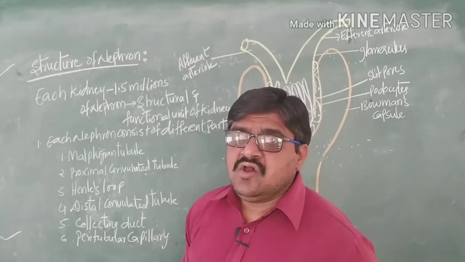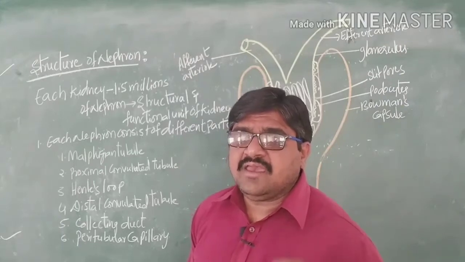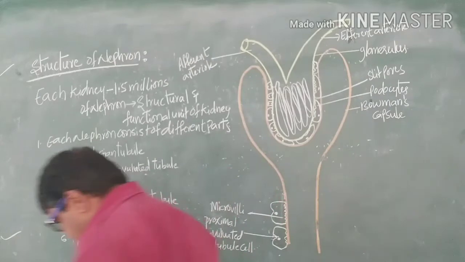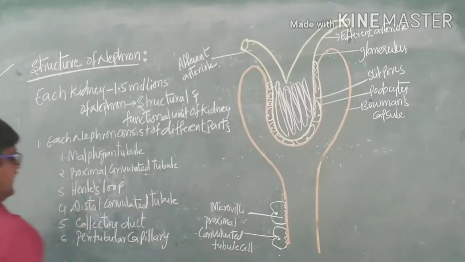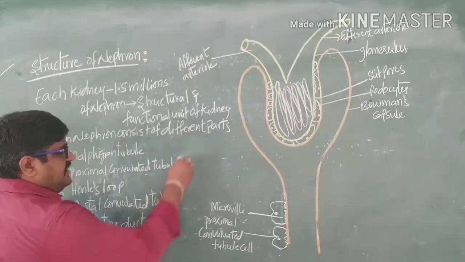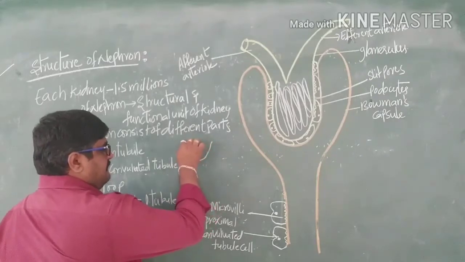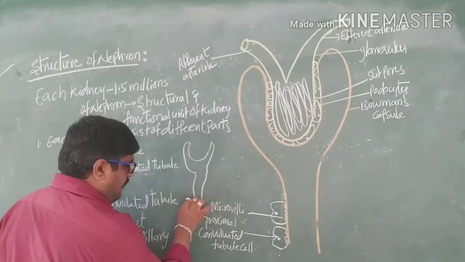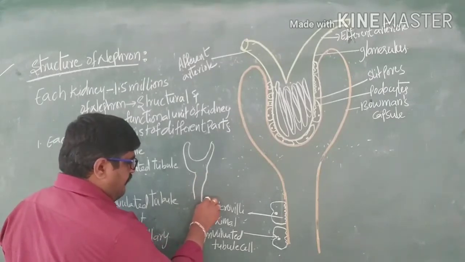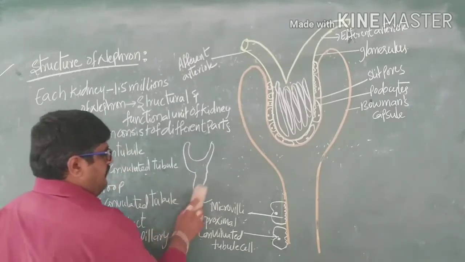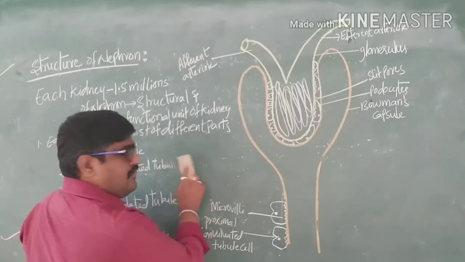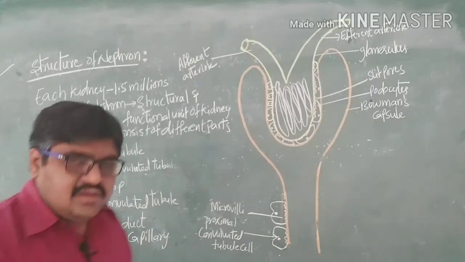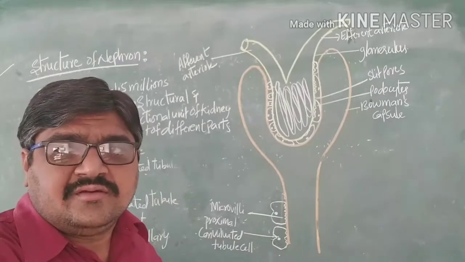So these are the different parts which are present in the nephron. Now we will discuss them one by one, each part will be discussed in detail. So now coming to this diagram of the nephron, I will show that.